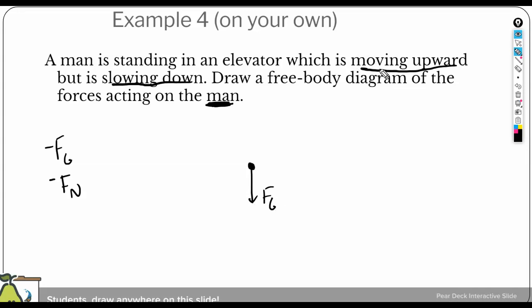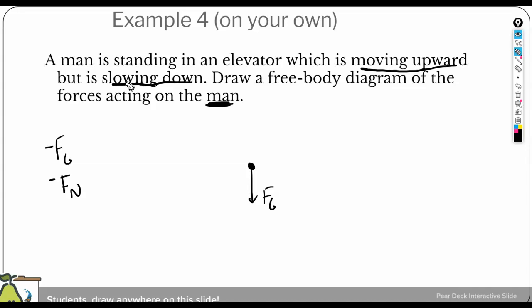And then let's see if we can interpret this correctly. The elevator is moving up, but slowing down. Which way it's moving does not necessarily indicate one way or the other how I should draw my free body diagram. However, if it's moving up, but slowing down, we talked about this last class, if an object is slowing down, that means its velocity and its acceleration are in opposite directions, right? And so if your velocity and acceleration are in the same direction, you're going to speed up. And if your velocity and acceleration are in opposite directions, you're going to slow down.